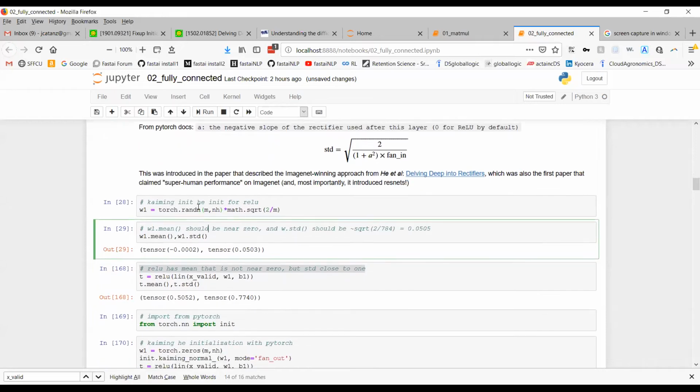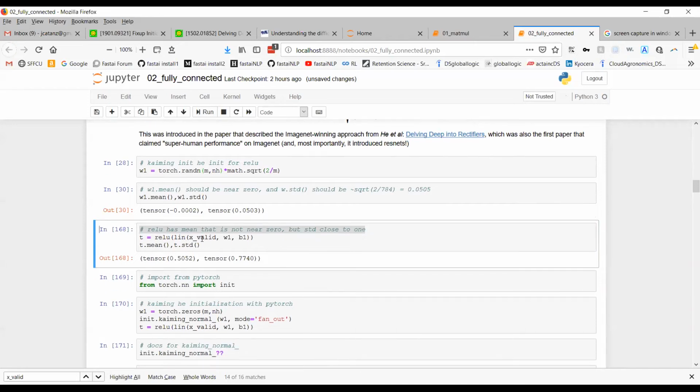Okay, so we checked that the mean and standard deviation are as they should be. And now we can check the mean and standard deviation of the ReLU.